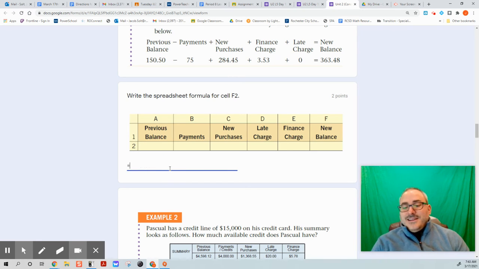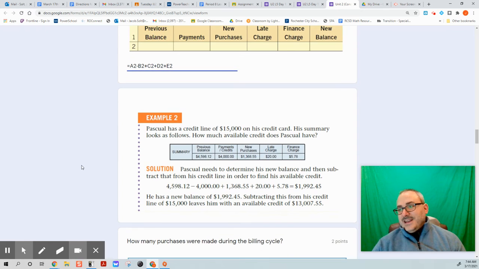I know, amazing, right? And we're going to do the spreadsheet formula. Remember, a spreadsheet formula starts with an equal sign, all right? And remember the formula is previous balance minus payments plus new purchases plus finance charge plus late charge. So here goes. Previous balance is A2. So it's A2 minus payments, so minus B2 plus new purchases plus C2, right? Plus late charge plus D2 plus the finance charge plus E2. That wasn't so hard, right? You just did a spreadsheet formula. Yay! Those of you who hate these are hating me right now.